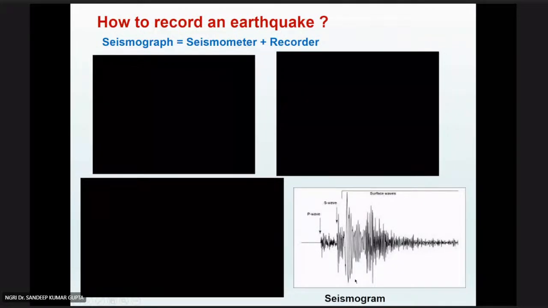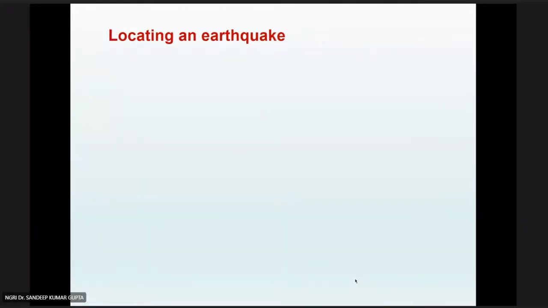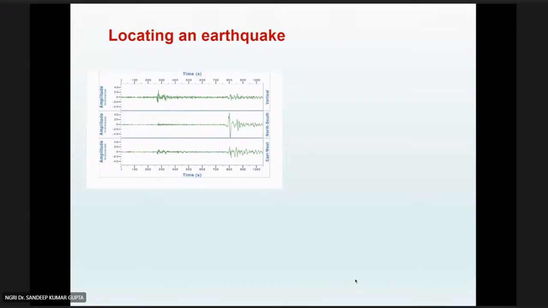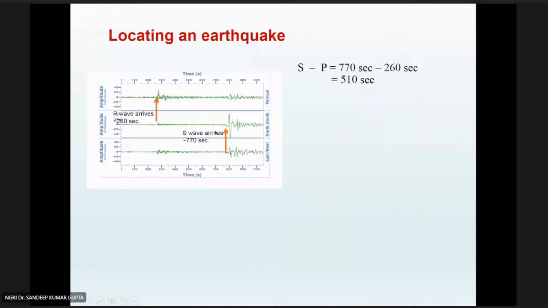So I will explain in my other slides. So we use this seismogram. So how to locate an earthquake, because in the newspaper you listen or you read that an earthquake occurred at such and such places. So this is a seismogram of 3 components, where we first locate where is P, where is S wave. So we find out the time difference between arrival of the S wave and the P wave. So wave originate or epicentral distance, epicenter point to the recording station.